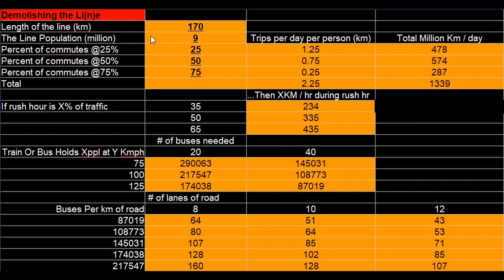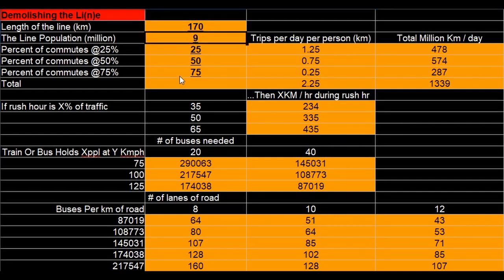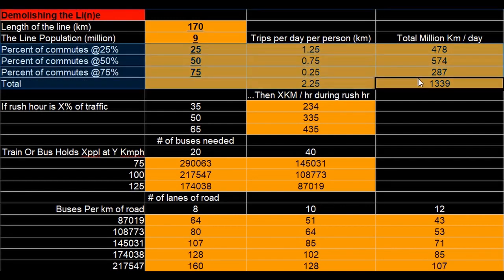So here's the length of the line. This is taken from the video. The population, which is also taken from the video, I'm going to take their word for that. But I don't think they fully thought through the commuting. So let's do commutes right here.